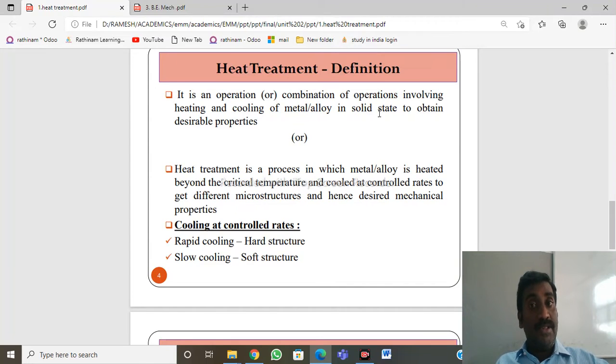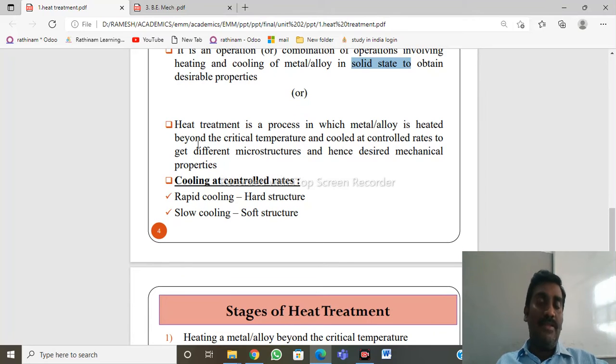It is not in the liquid state; the properties and phases have to be maintained in the solid state only. So this is most important. Otherwise, we can say heat treatment is the process in which a metal or alloy is heated beyond the critical temperature and cooled at controlled rates. This controlled rate is most important. Controlled means that as per our specifications we can control how much it should be cooled in the stipulated time. At the same time, a controlled rate of heating is also possible.